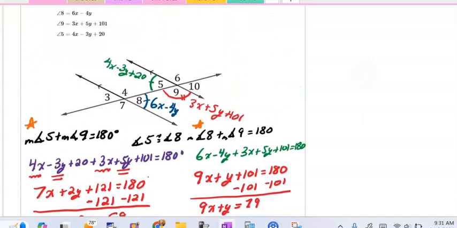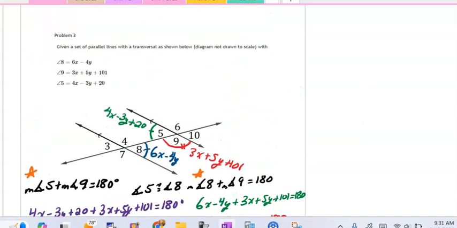So now I'm going to go back to the top of the paper. We know that x is equal to 9. I'm going to write that at the top. And we know y is equal to negative 2. So I'm going to substitute in to angle 8. So 6 times 9 minus 4 times negative 2. Please use a calculator. I get 62.